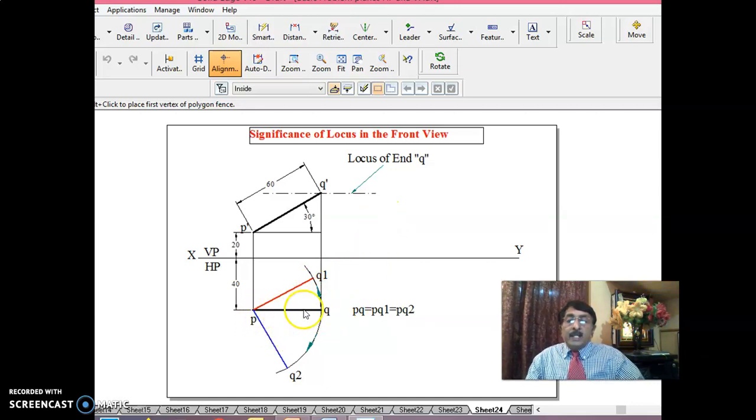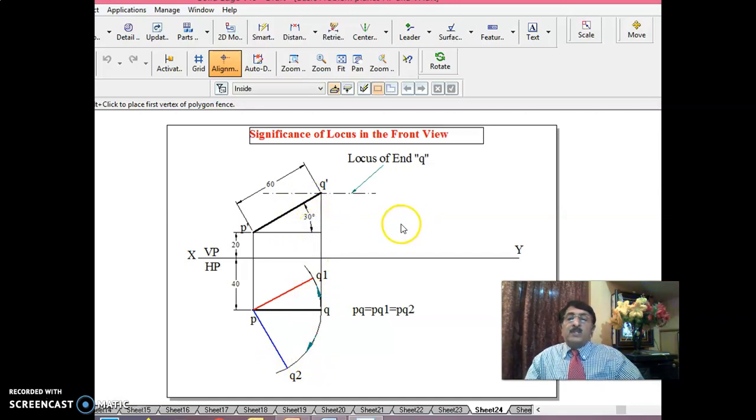One is that the length of the top view remains the same. That is why I draw an arc, either this way or this way. That means with P as center and PQ as radius, I'll draw an arc. The significance of drawing an arc is that as long as 30 degrees, that is the inclination to HP, is constant, the length of the top view remains the same. That is why I can draw an arc this way or this way. Throughout this process of drawing an arc, the inclination to HP is always 30 degrees.